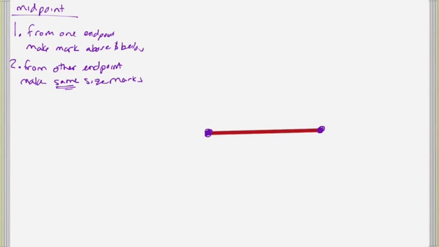It does not matter how big you set your compass, it has to be set to more than half the length of the segment, otherwise your arcs won't actually intersect each other and you won't be able to find the midpoint. One thing I like to do, it's not necessary, but I like to set my compass to be the size of the segment, just so that if my compass accidentally slips and I lose how it was set, it's easy to reset. But it doesn't have to be that, it just has to be bigger than half the length of the segment, and it'll work.